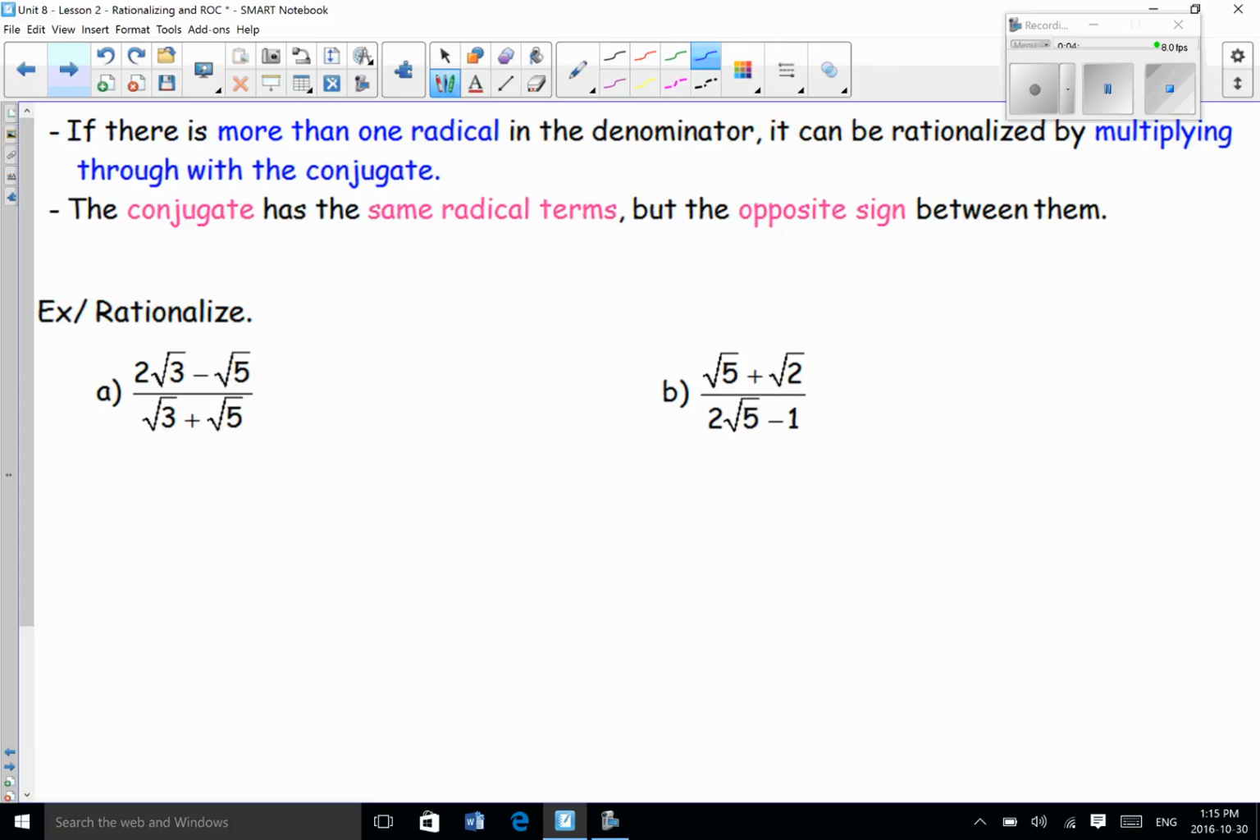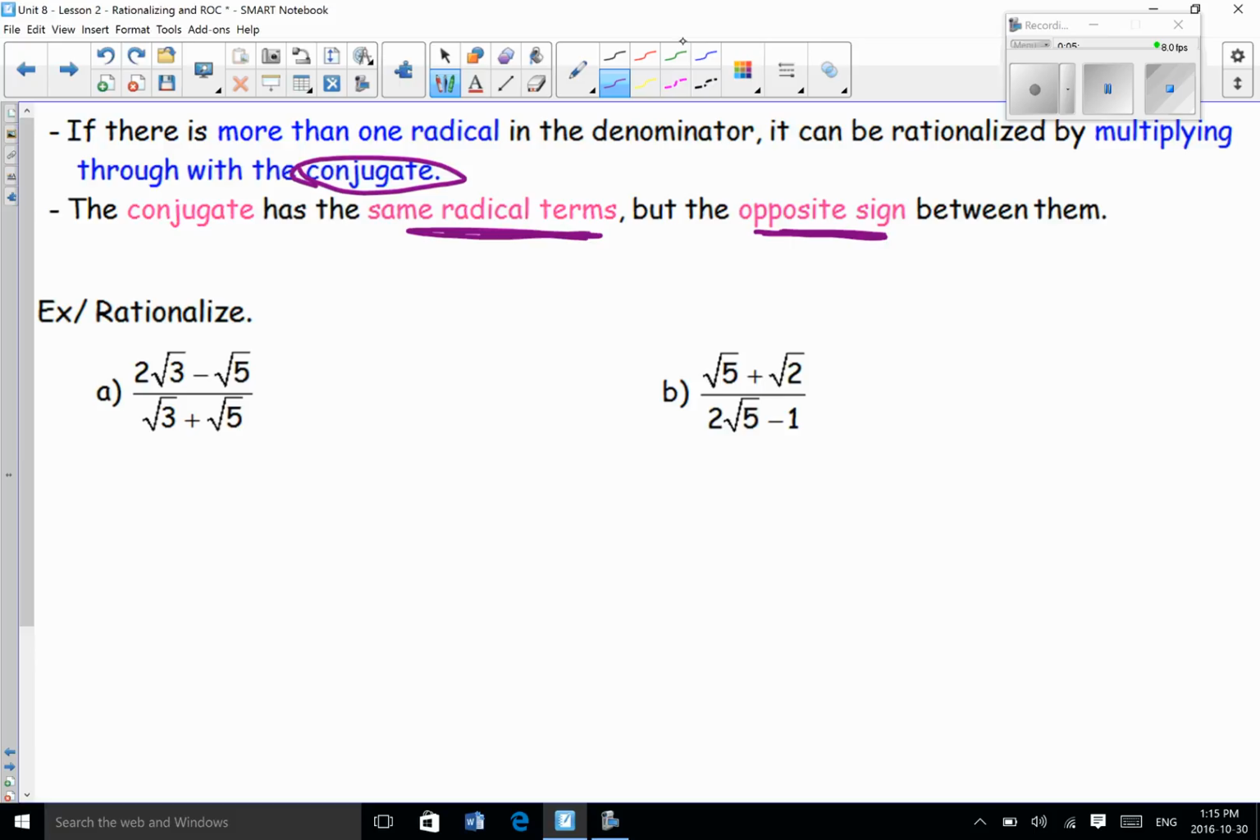Sometimes you have more than one radical in the bottom, in the denominator. If you have that situation, we need to get rid of both of them. And the way we can do that is by multiplying by the conjugate. The conjugate, new word here, has the same radical terms, so same root signs, but has opposite signs between them. The idea of like a difference of squares, if you will.